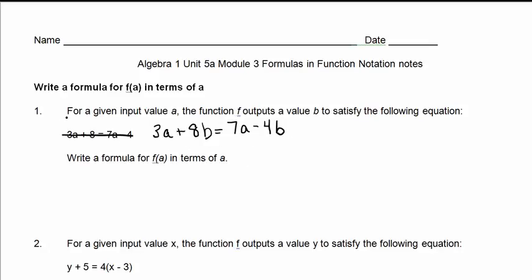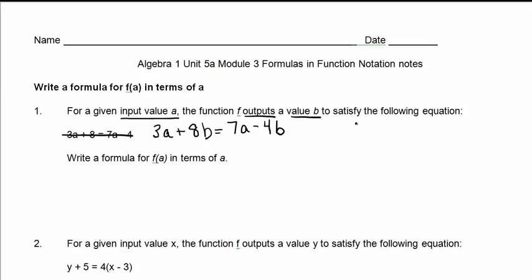All of your problems tonight are just going to start with a sentence like this. For a given input value a, so a is sort of like our input, a function f outputs a value b. So we're going to have an output value, which is b, to satisfy the following equation. Our equation is going to be 3a plus 8b equals 7a minus 4b. We're supposed to write a formula for f of a in terms of a. Okay, what does that mean? It means a couple things.